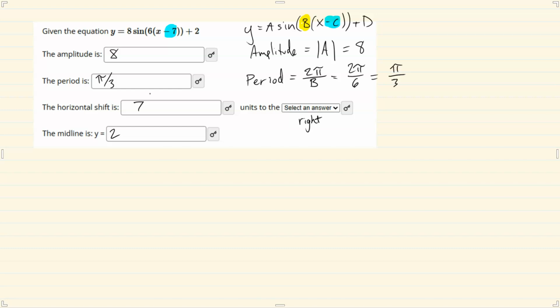All right, so those are the four main parts of an equation of a sine function of that standard form that I wrote on the top there.